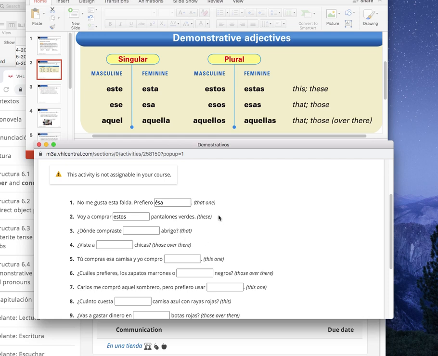Tres. ¿Dónde compraste blank abrigo? We want to say that. Pause it. We're back. Here would be ese abrigo. Right? You see here it's singular. Abrigo is masculine. That.